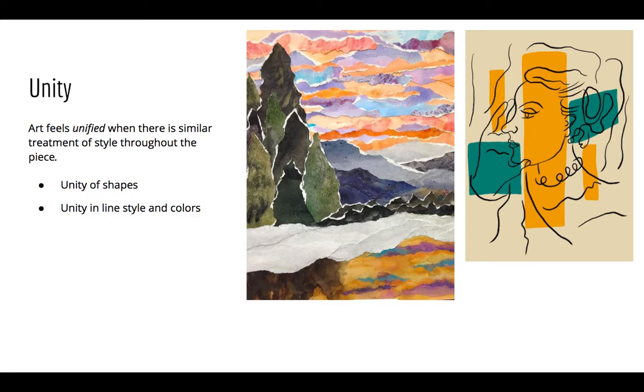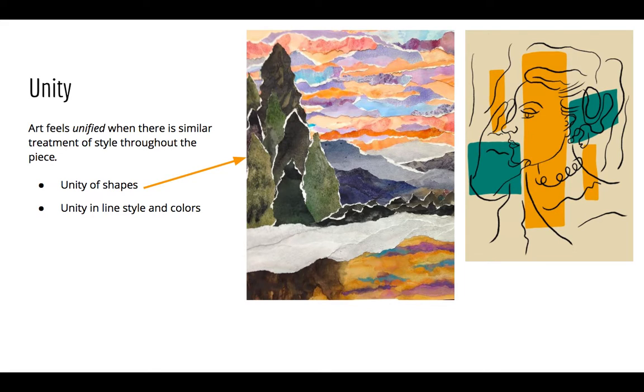All right, unity. So while you do want a variety of things going on in your painting, you also want some unity. You don't want too much variety, so that things don't feel like they go together and belong in the same piece. So in these examples, we're seeing a lot of unity within style.